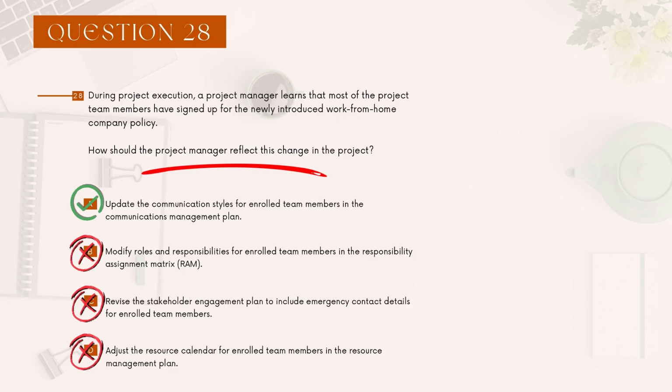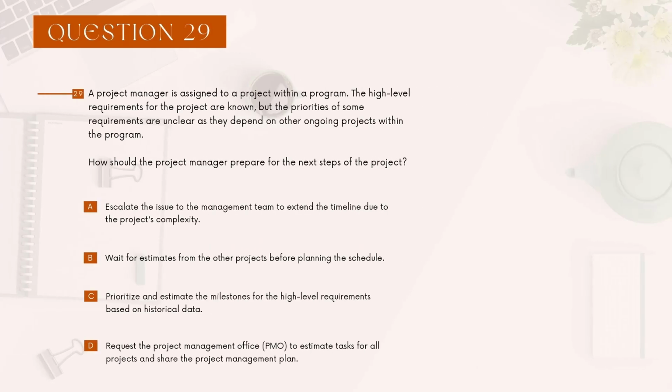Awesome. Let us move on to question 29. A PM is assigned to a project within a program. So program management. The high-level requirements for the project are known, but the priorities of some requirements are unclear as they depend on other ongoing projects within the program. Interesting. How should the project manager prepare for the next steps of the project?